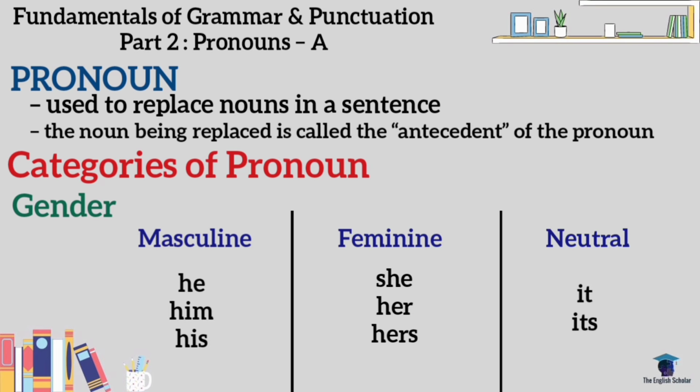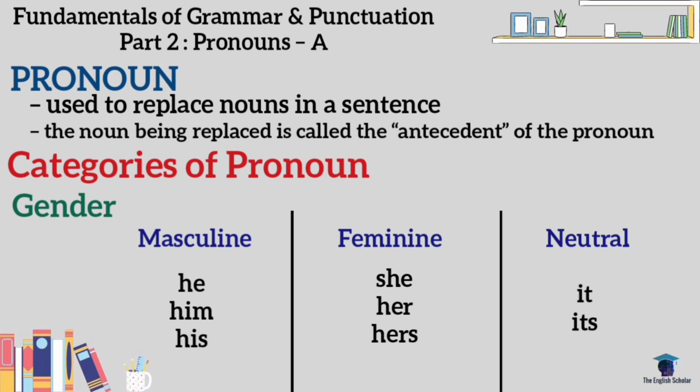For the third one, neutral, we have it and its. These are used for a thing, idea, or plants, or even animals. For animals, it depends. Some just want to use it or its, especially if their sexuality isn't sure. But many, especially those who have pets, use the masculine or feminine pronouns.